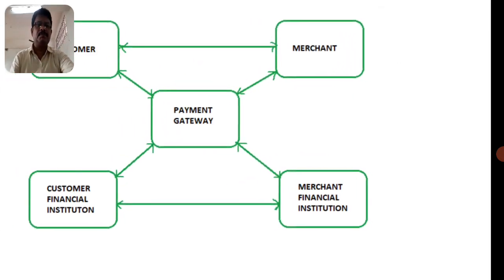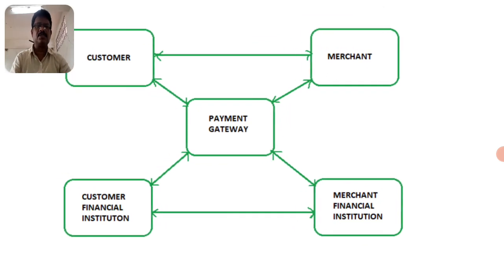The payment gateway is the central point, because once the payment is received, this is the communication criterion in this secured electronic transaction. Now the customer is there, the merchant is there, and the customer's financial institution is there. The financial institution is nothing but the bank. A customer has an account in that bank, and the customer's financial institution provides some loan facility, some credit facility, some credit card facility, and so on.